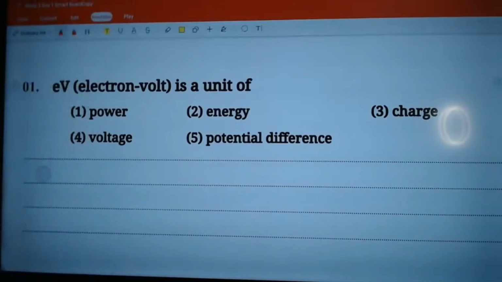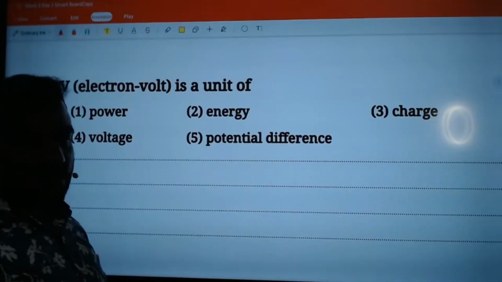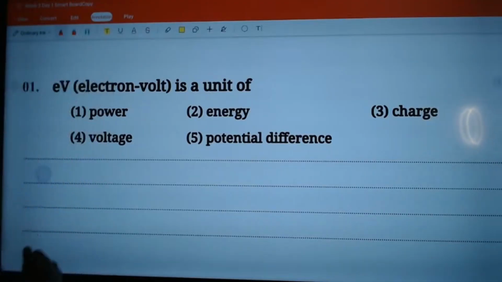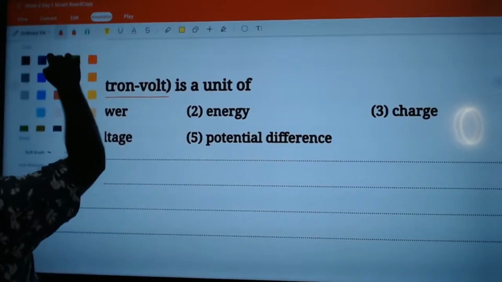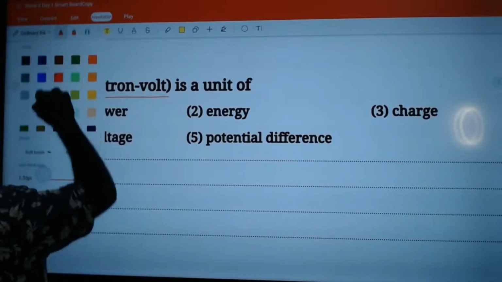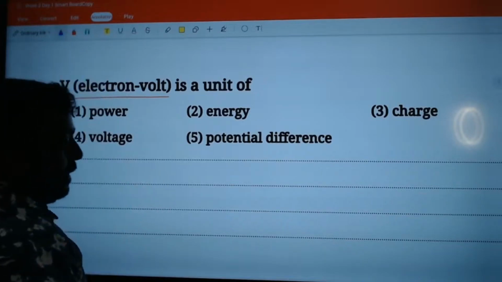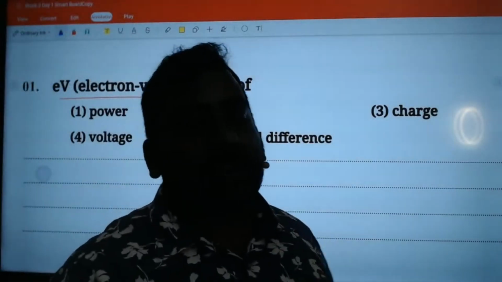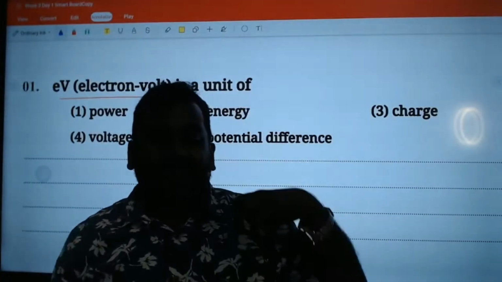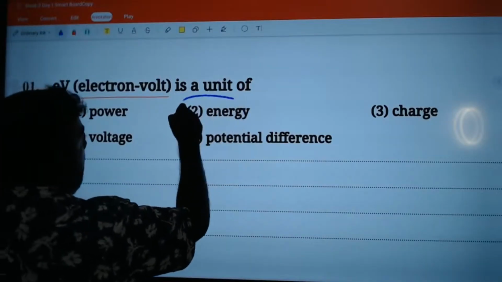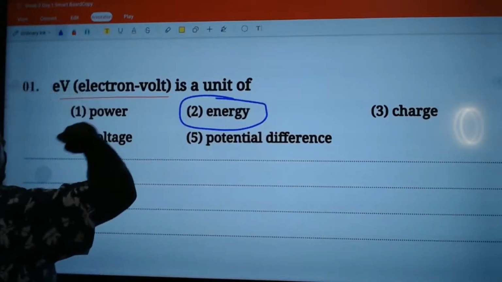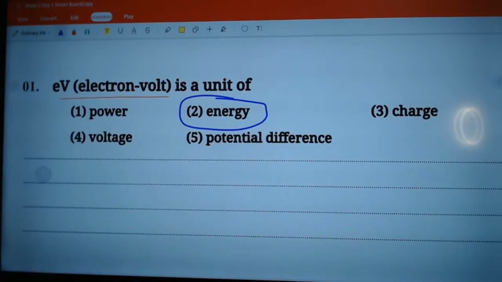Have a look. Electron volt is a unit of. Now what is electron volt? We have done this many times. Electron volt is a unit of what? Energy. Electron volt is a unit of energy. So here directly your answer is answer number 2.